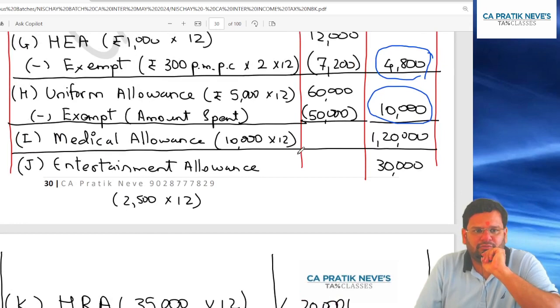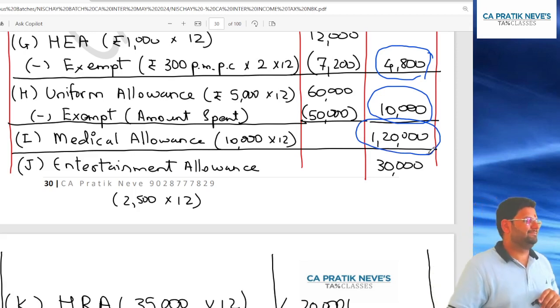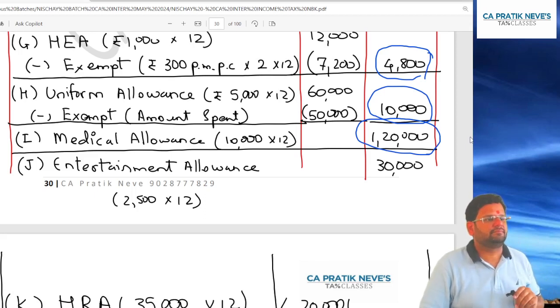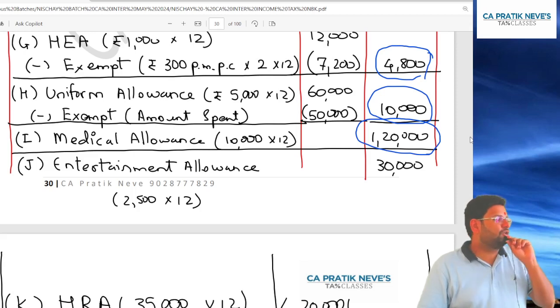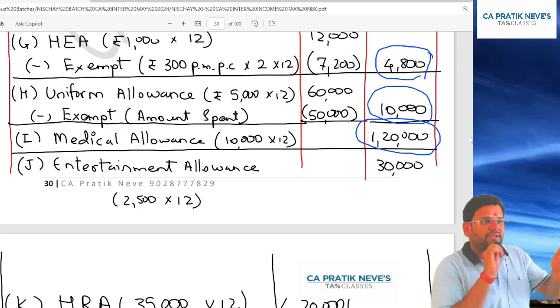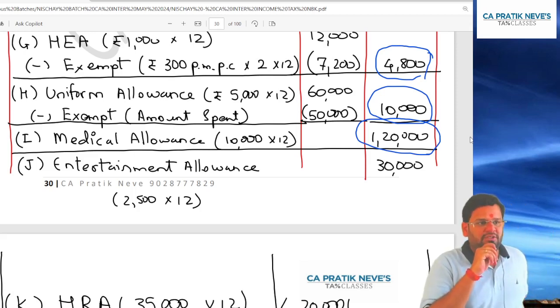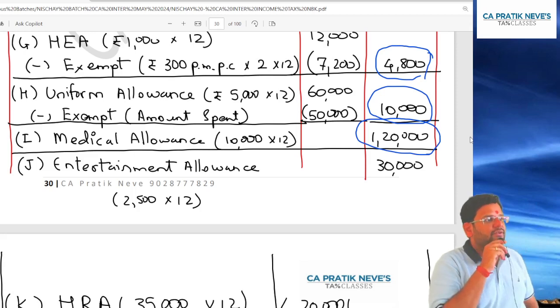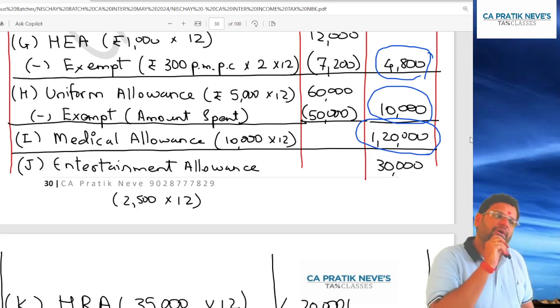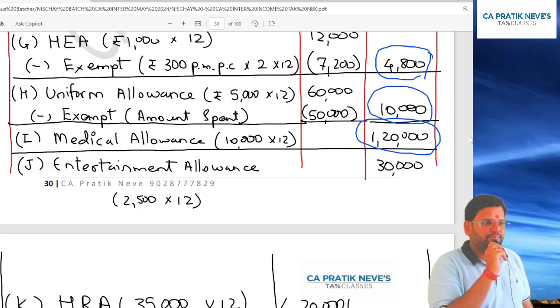Next, medical allowance fully taxable, 10,000 into 12. I hope friends you have reached till this point. Who is on to which point? So children education allowance received was 500. That's it. So it's not said per child. So 500 is total. Hostel expenditure 1000 is total. It is your policy to have two children. It is company's policy to give 500. It is government's policy to exempt 100. Got the difference?